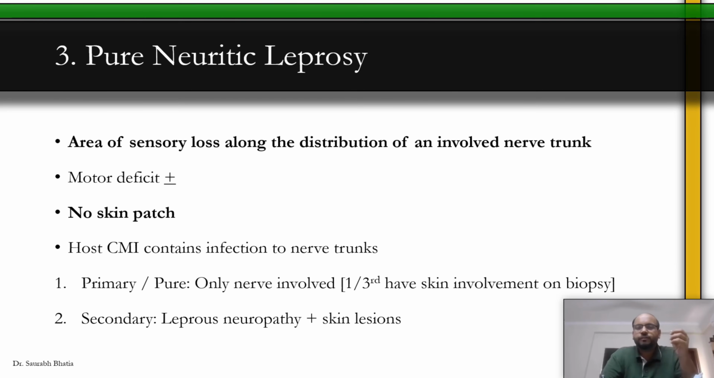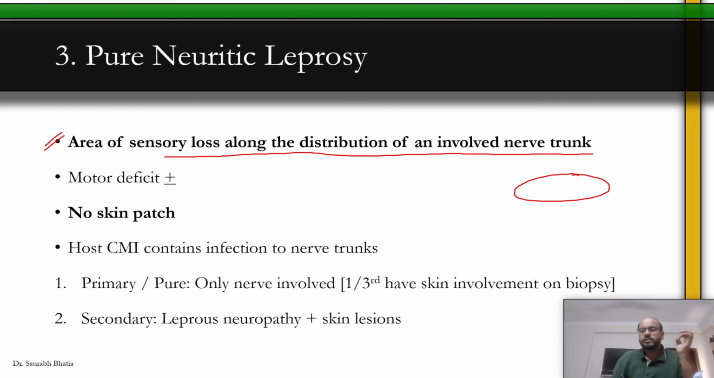The third unusual form is pure neuritic leprosy. Remember, leprosy is a disease manifested by skin symptoms and by neural symptoms. But what happens when you don't have skin involvement? What you have is just nerve involvement. So what you see is an area of sensory loss along the distribution of an involved nerve trunk. We know that all parts of the skin are supplied by branches of cutaneous nerves, isn't it? That is how sensation is carried.